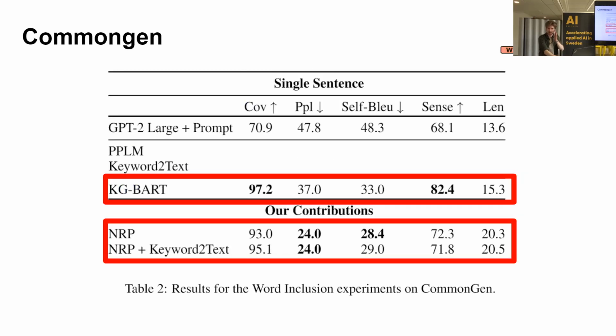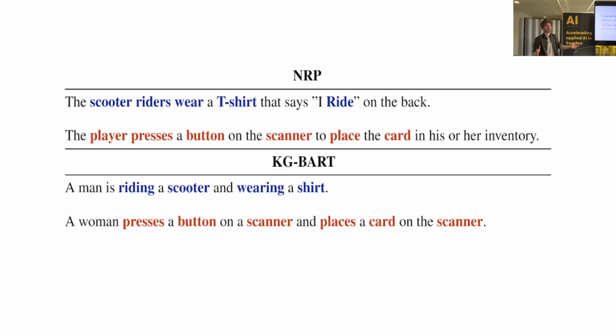KG-BART is very much to the point, doesn't really do anything too nice, but it usually is commonsensical. Another example could be: "The player presses a button on the scanner to place the card in his or her inventory," versus "A woman presses a button on a scanner and places a card on the scanner." So some stylistic differences, nothing's better, nothing's worse, just a difference.